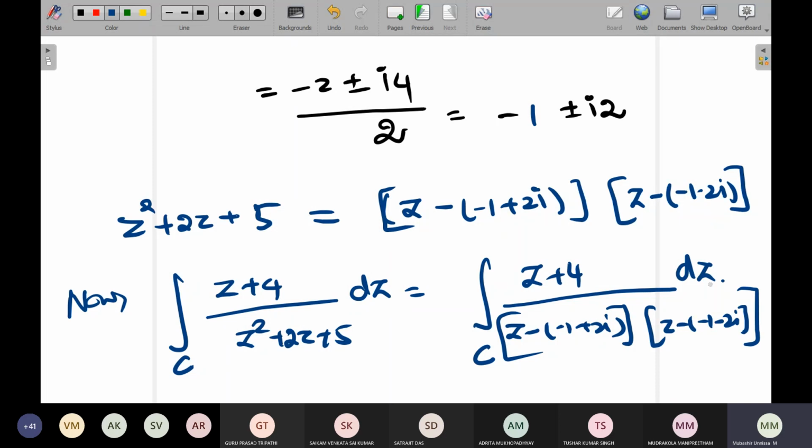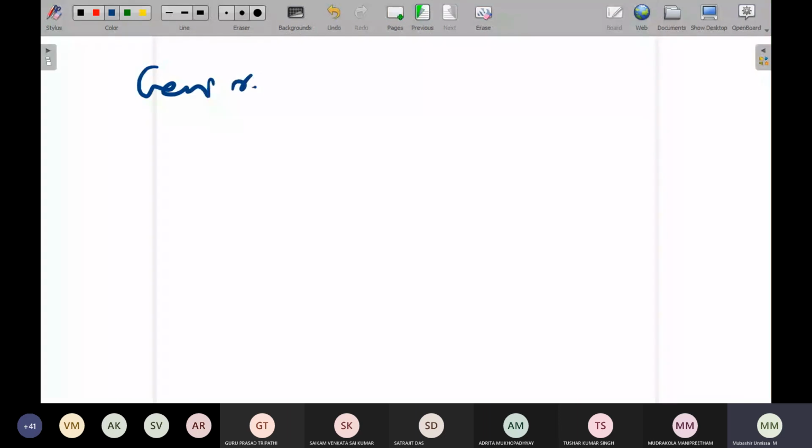But before applying the partial fractions, what you can do is, you can tell me which is a singular point and which is a non-singular point here. How will you find out? Instead of that, I don't even want to say singular and non-singular point. Tell me which point will lie inside and which point will lie outside the given region. First of all, we'll see the region. What is the given region?